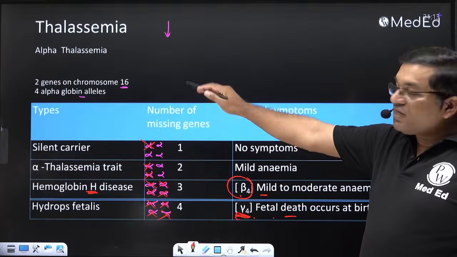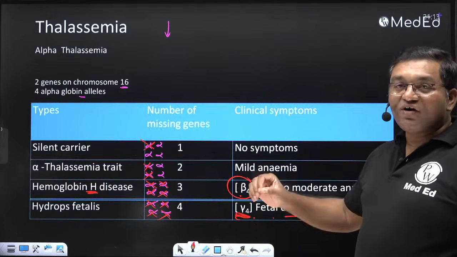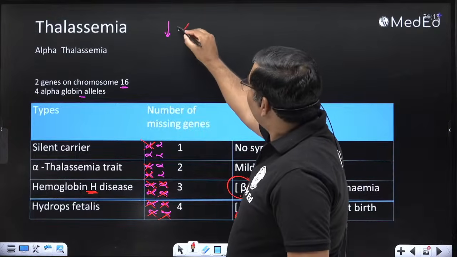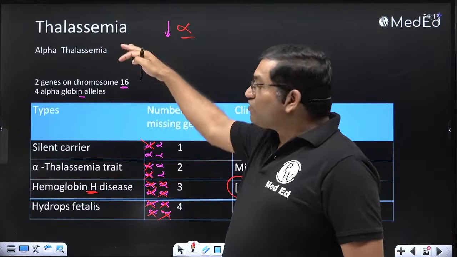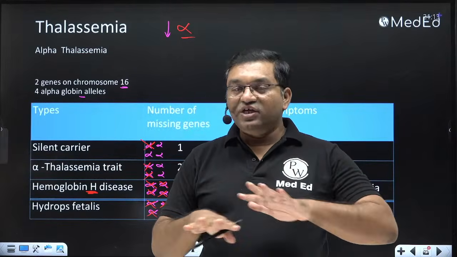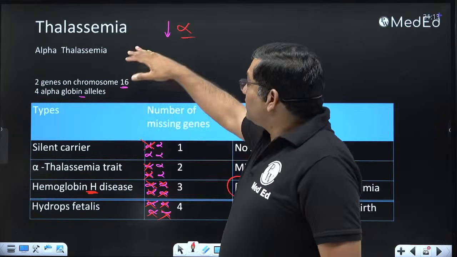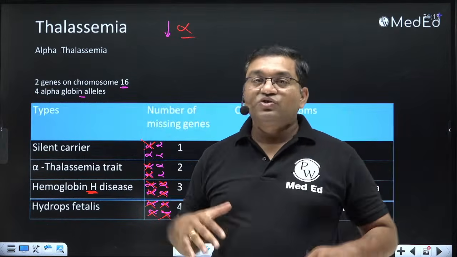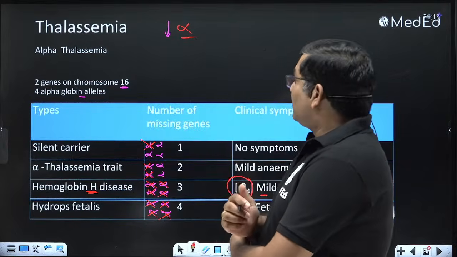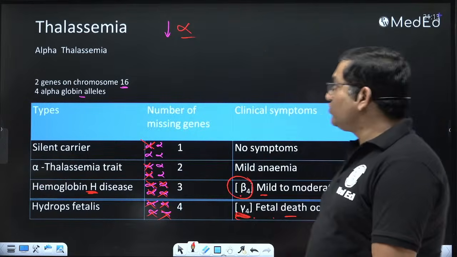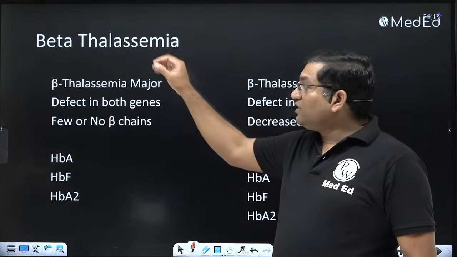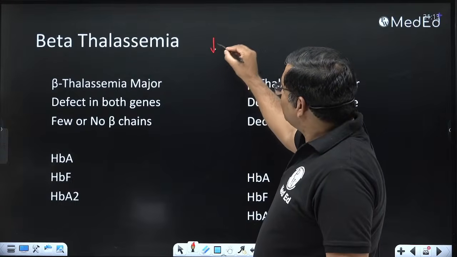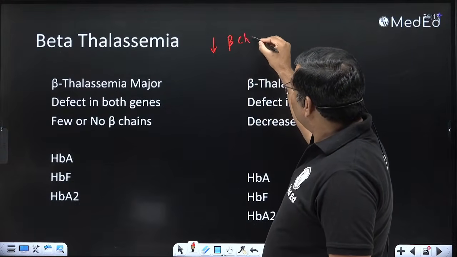So alpha thalassemia is when there is a decrease in alpha globin genes. This is a quantitative defect. There is no defect in quality. There is decreased production of the alpha globin chain. And beta thalassemia means there is decreased synthesis of the beta globin chain.